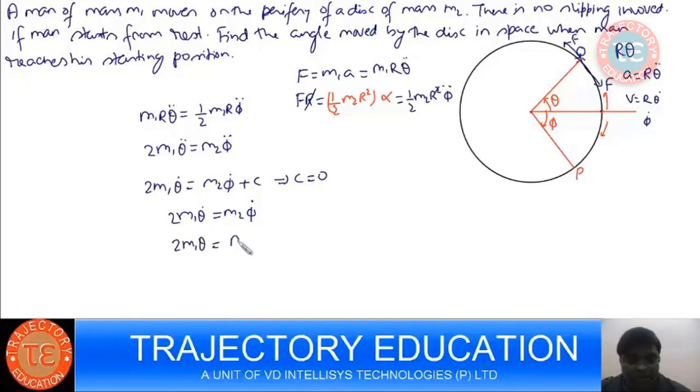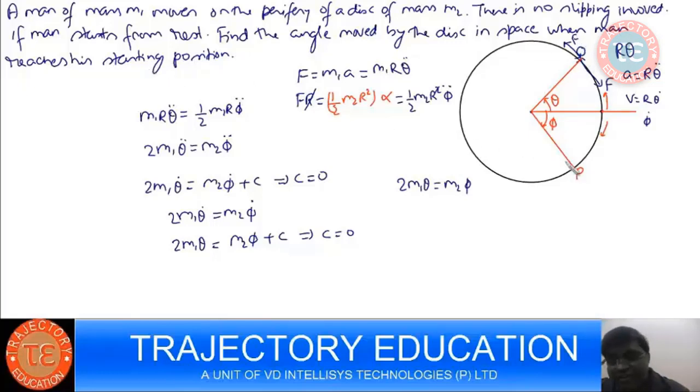Now if I integrate it once more, then you have m2 phi plus constant. And at t equal to 0, point P was here, the man was also here. So at t equal to 0, your theta and phi both are 0. So that will also lead to c equal to 0. So you have 2 m1 theta equals m2 phi. So the angle moved by the man and the angle moved by the disk share this relation.